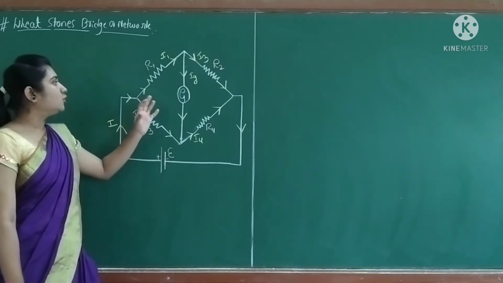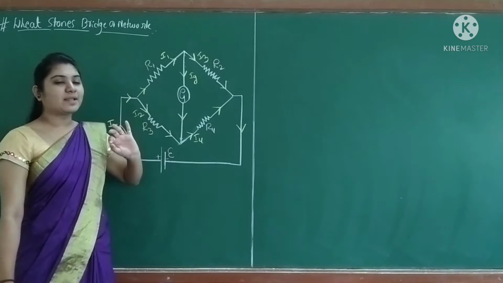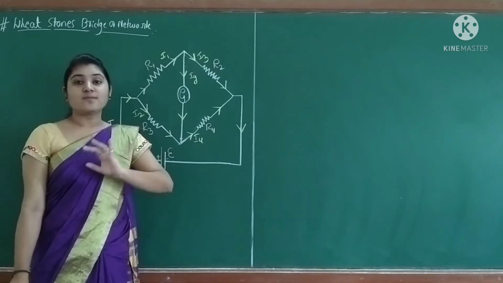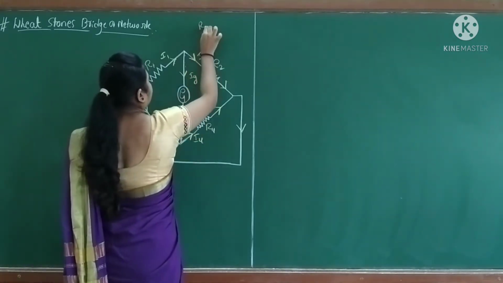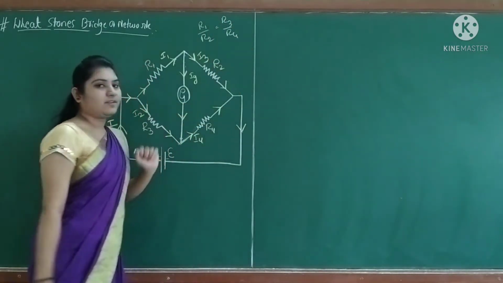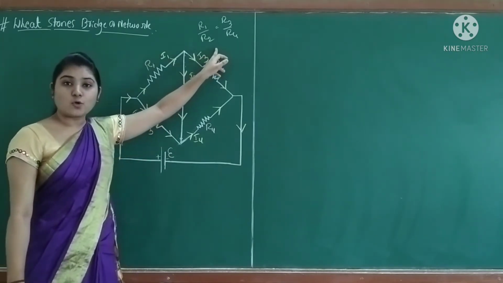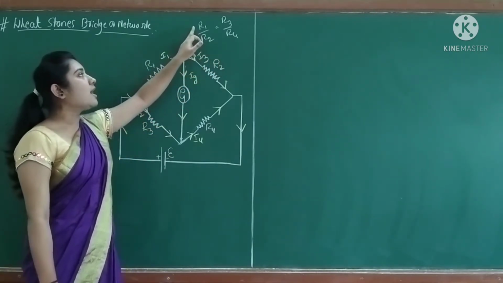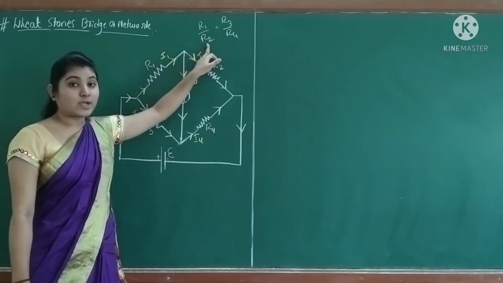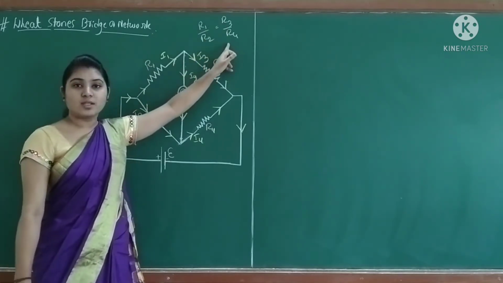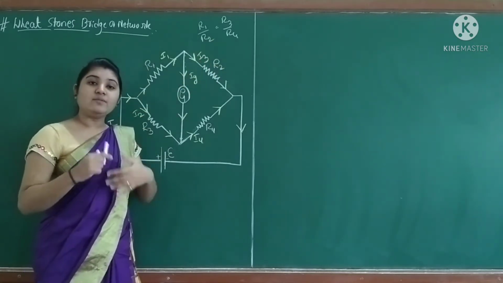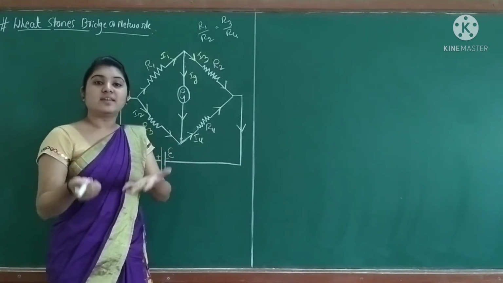For example, the last equation of the derivation comes as R1 by R2 is equal to R3 by R4. This is the mathematical formula that comes. So if you know R1 and R2, you can easily calculate R3 and R4. We can easily compare the resistance values, and we can also calculate the value of that resistance.